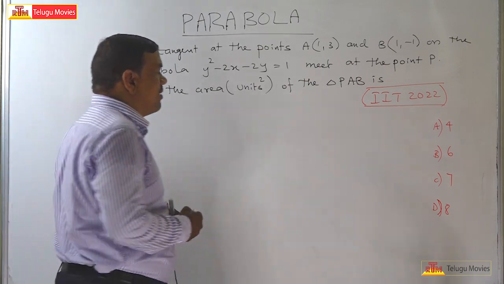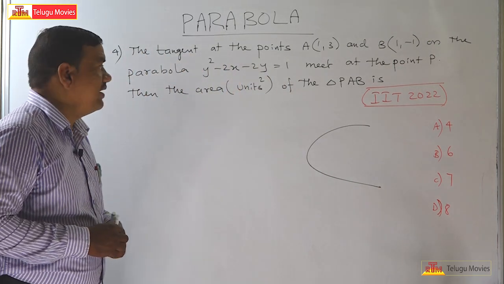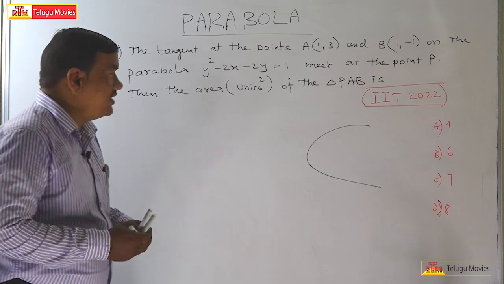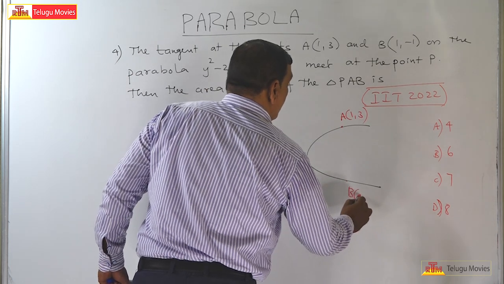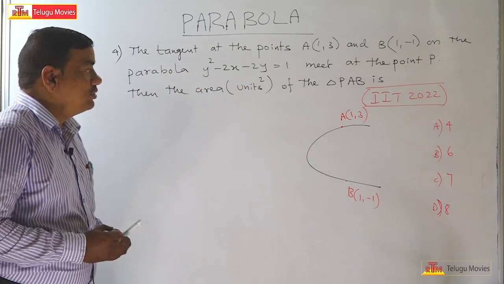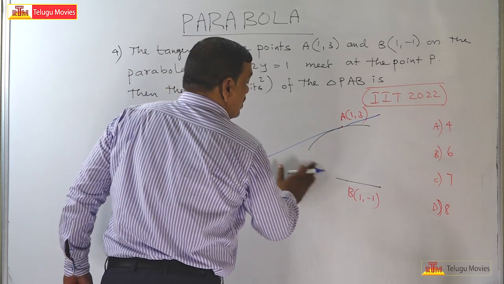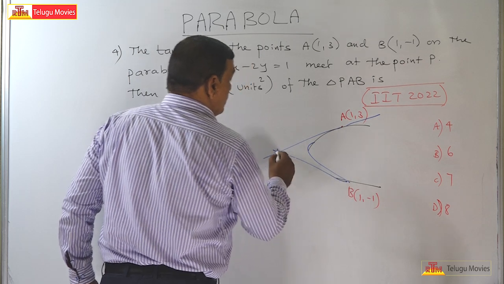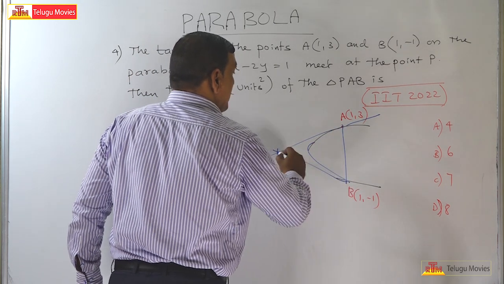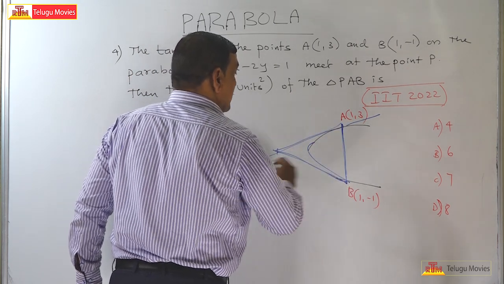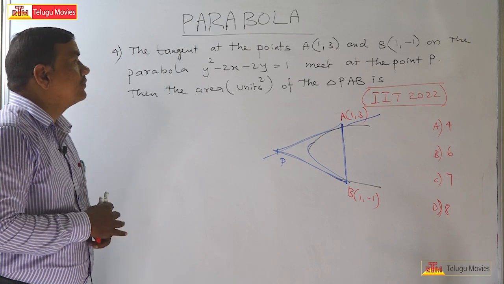There is a parabola. The parabola equation is y square minus 2x minus 2y minus 1 is equal to 0. There are 2 points on the parabola, that is A(1, 3) and B(1, minus 1). Okay. So at A there is a tangent, and at B there is also a tangent. They both meet at the point P. So we are asked to find the area of the triangle PAB. Understand? Then how to find the area of the triangle PAB, right.